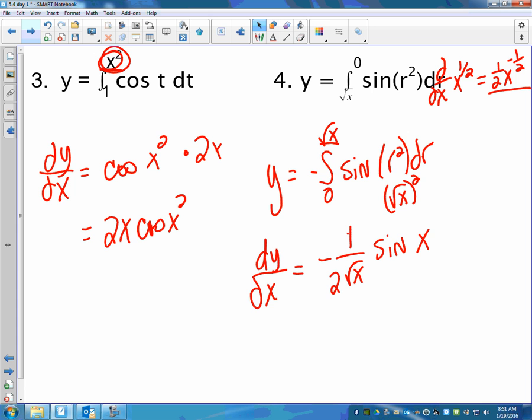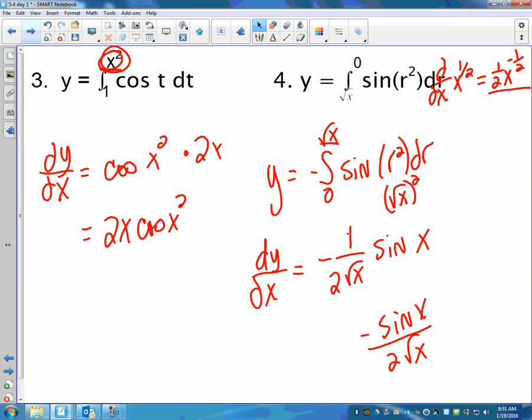I could go up there if you want to, negative sine of x over 2 radical x. Some version of that. So taking the derivative of the integral when x is up there at the top, that's the big key. Because if it's just a number to a number, you're going to get a number answer. But when there's x up there, you take the derivative of that.